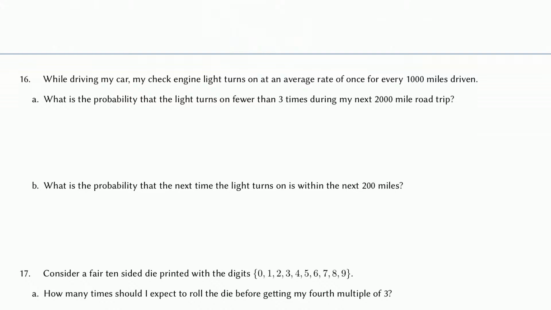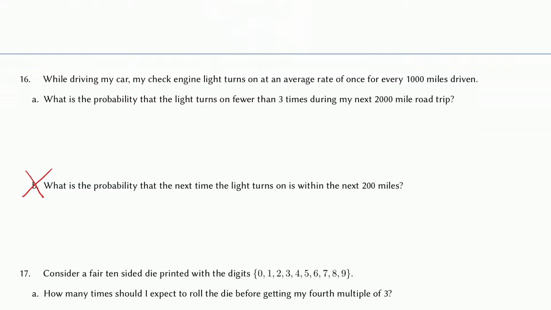Let's see. Fewer than 3 times within the next... Okay. Technically, letter B, 16B, you could do that one using a Poisson random variable, but technically it's an exponential random variable. So this one is Poisson. This one is technically an exponential random variable. We'll talk about the difference after the break.